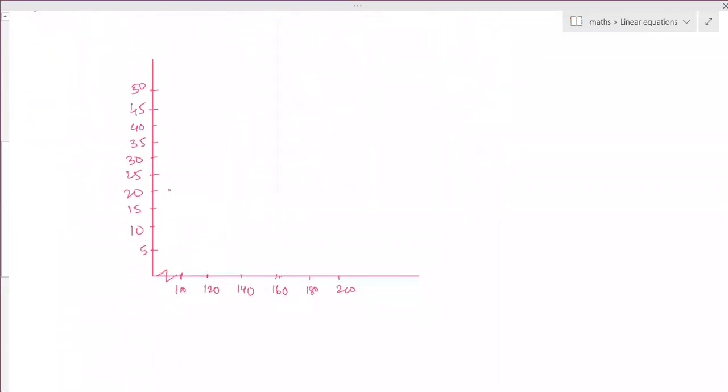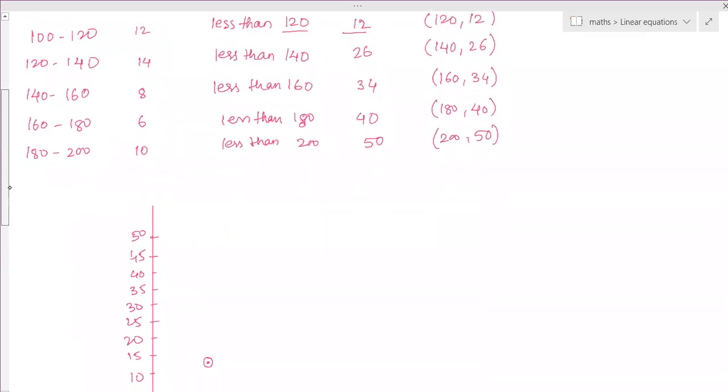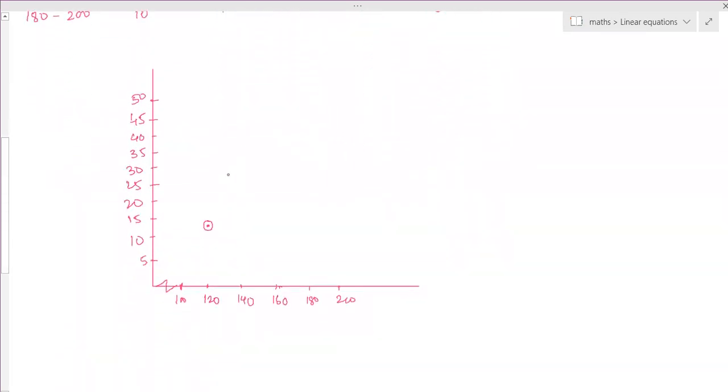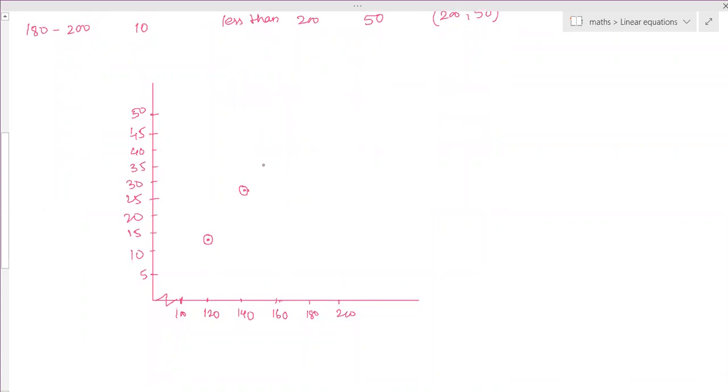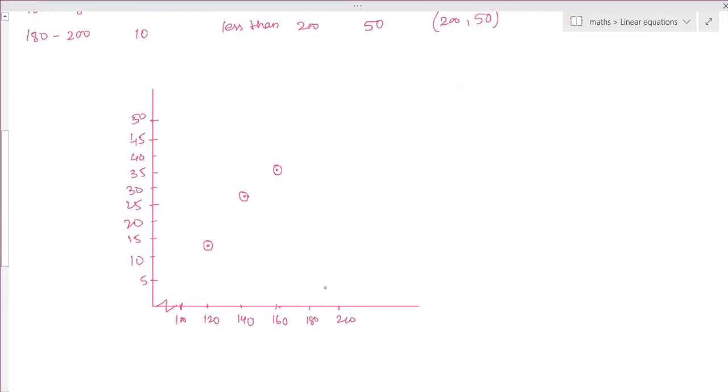With 120, what is the value? The coordinates are 120 and 12, somewhere here. This is the first point. The second point is 140 and 26, somewhere here. I'm drawing all approximate values; you have to plot on the graph properly. Then 160 and 34, near about here. Then 180 and 40, and 200 and 50. Like this, you will get the points.